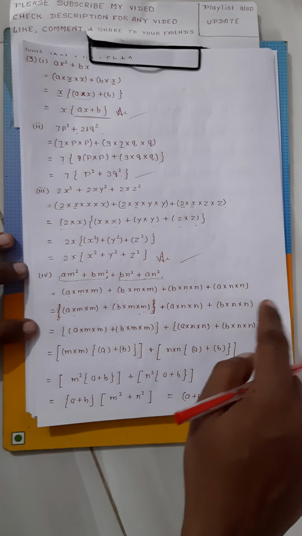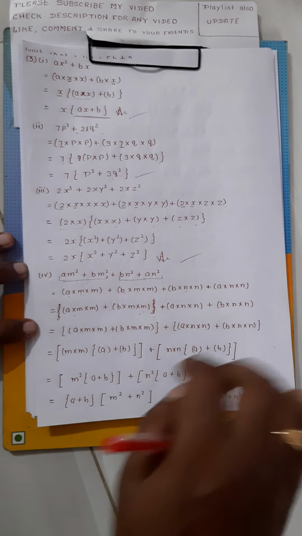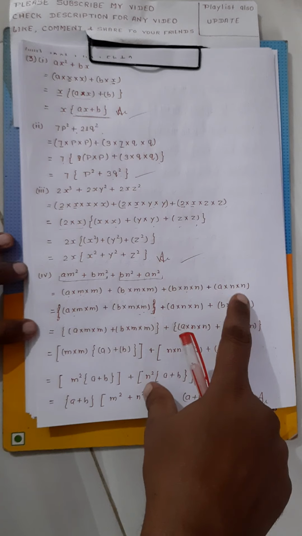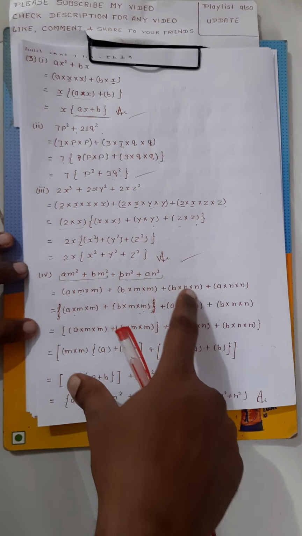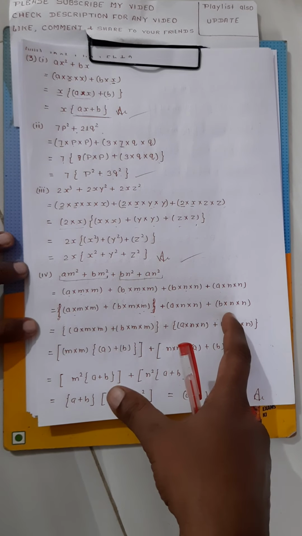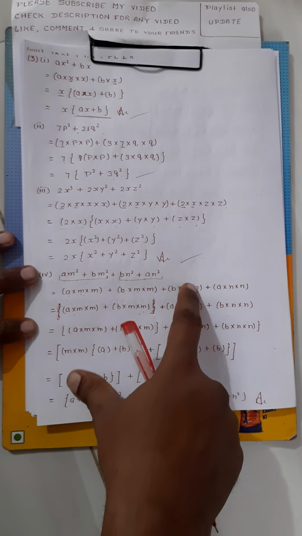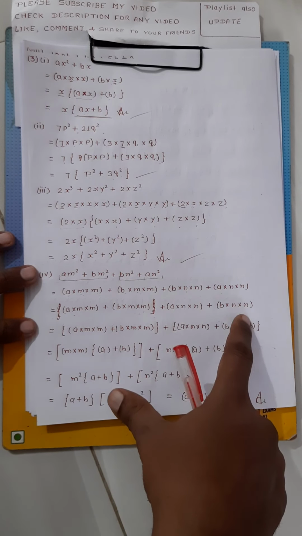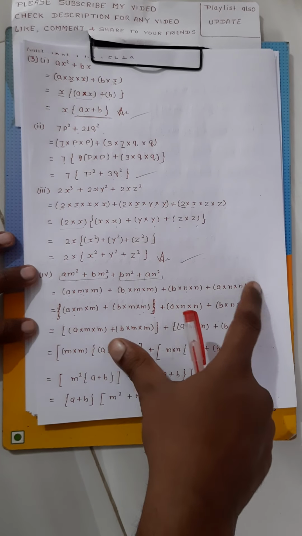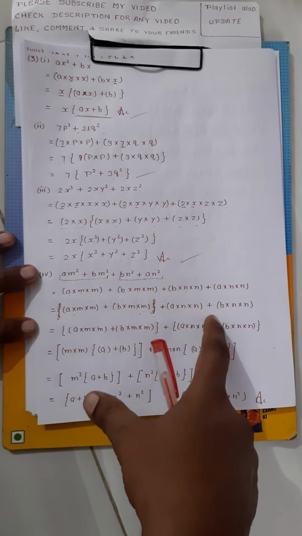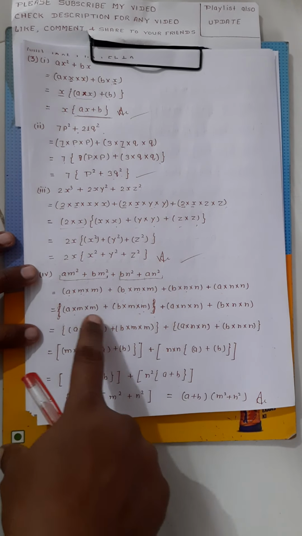First we take this as the first term of the group, and for b into n we will take it as the second term of the second group. Because it is the second group, this term we will take as the second term of the second group, and this term we will take as the first term of the second group. Understand?